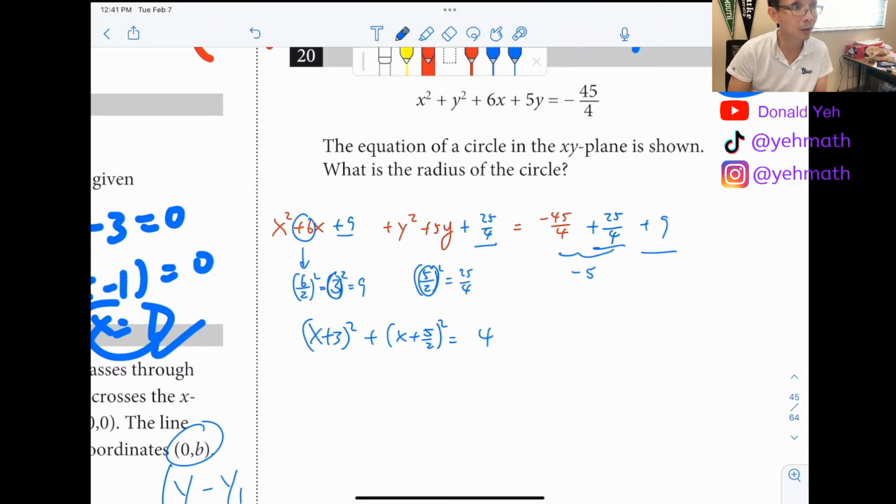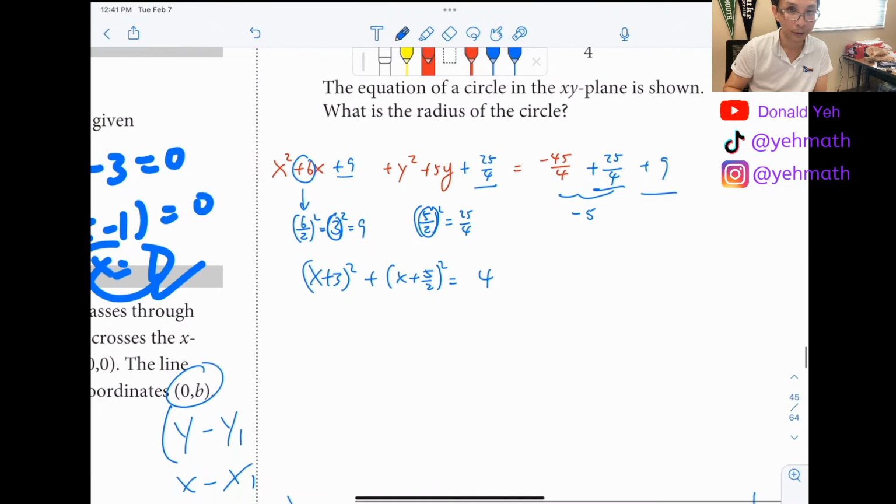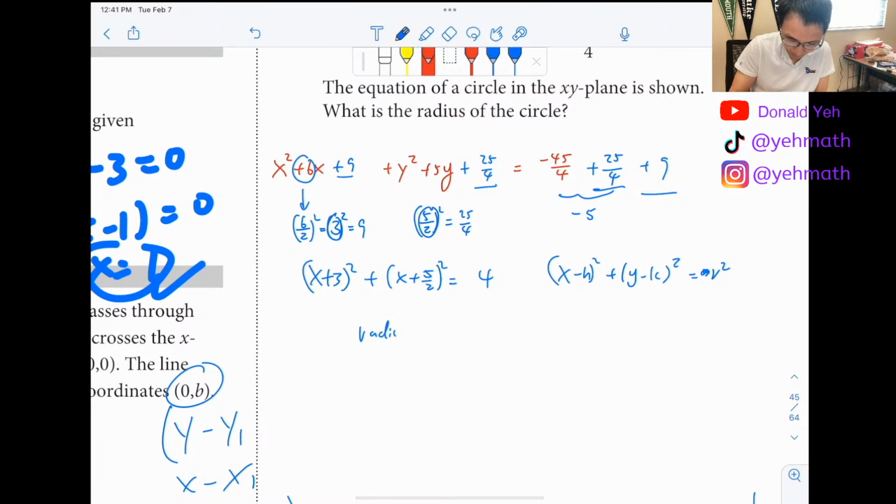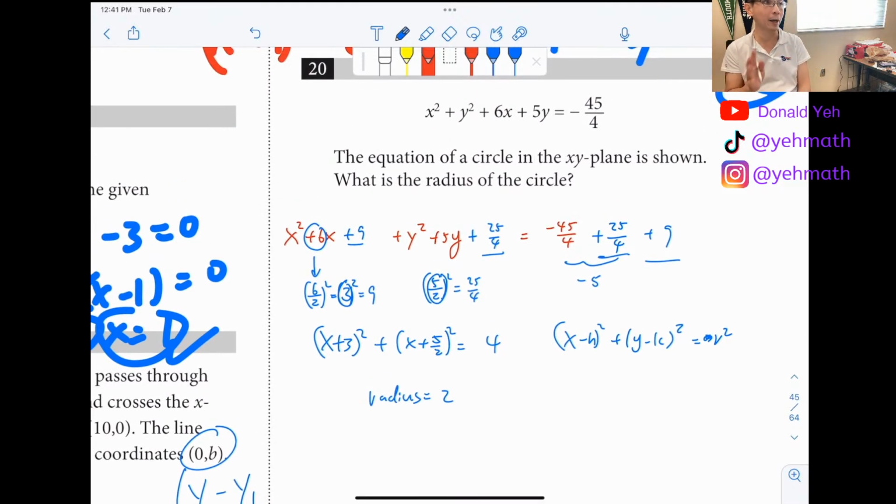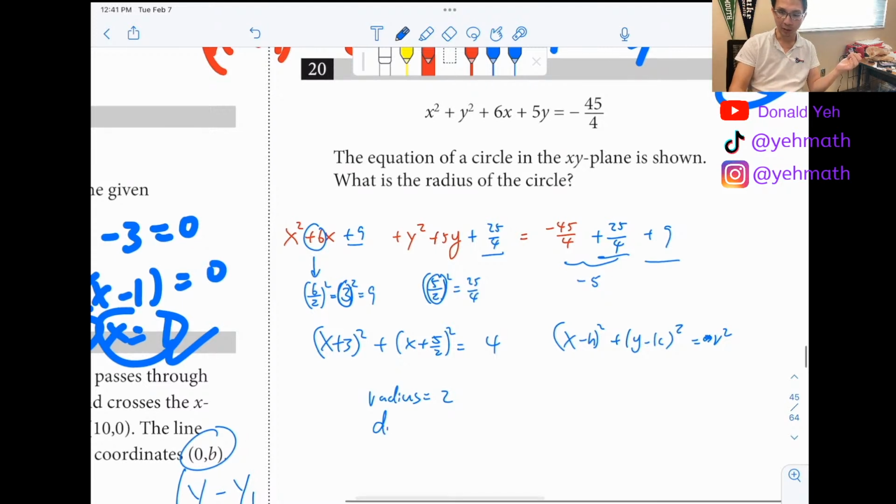2. 2 is right. It's r squared. So x minus h squared plus y minus k squared is equal to r squared. So the radius is equal to 2. Now, all they have to do is change one word on this question. They can change radius to what? Diameter. That's equal to 4.